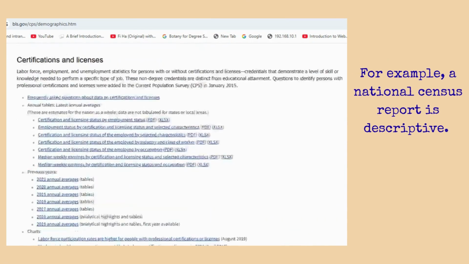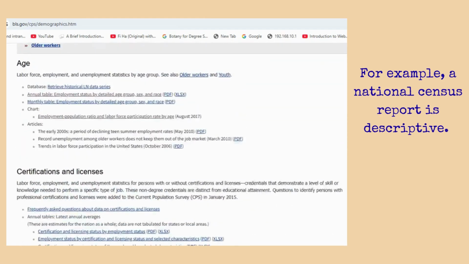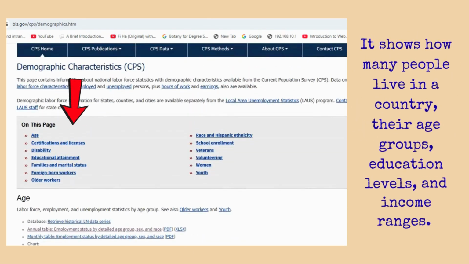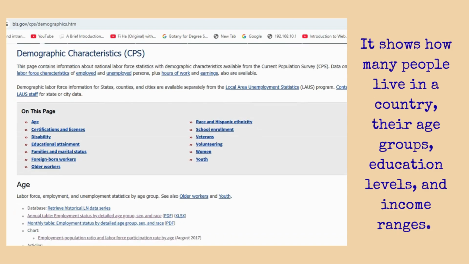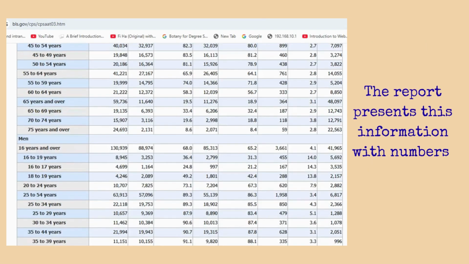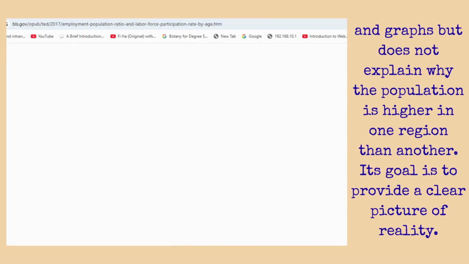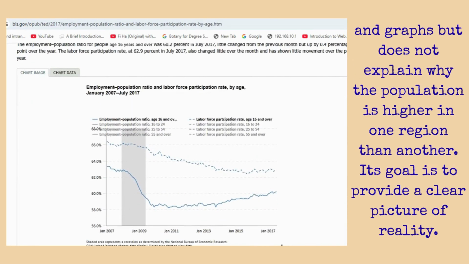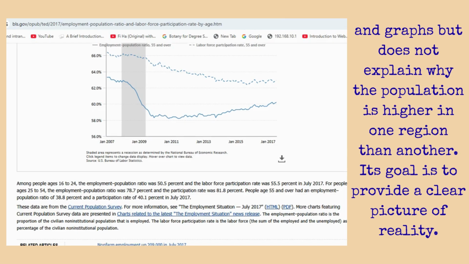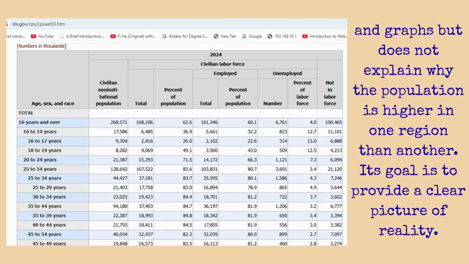For example, a national census report is descriptive. It shows how many people live in a country, their age groups, education levels, and income ranges. The report presents this information with numbers and graphs but does not explain why the population is higher in one region than another. Its goal is to provide a clear picture of reality.